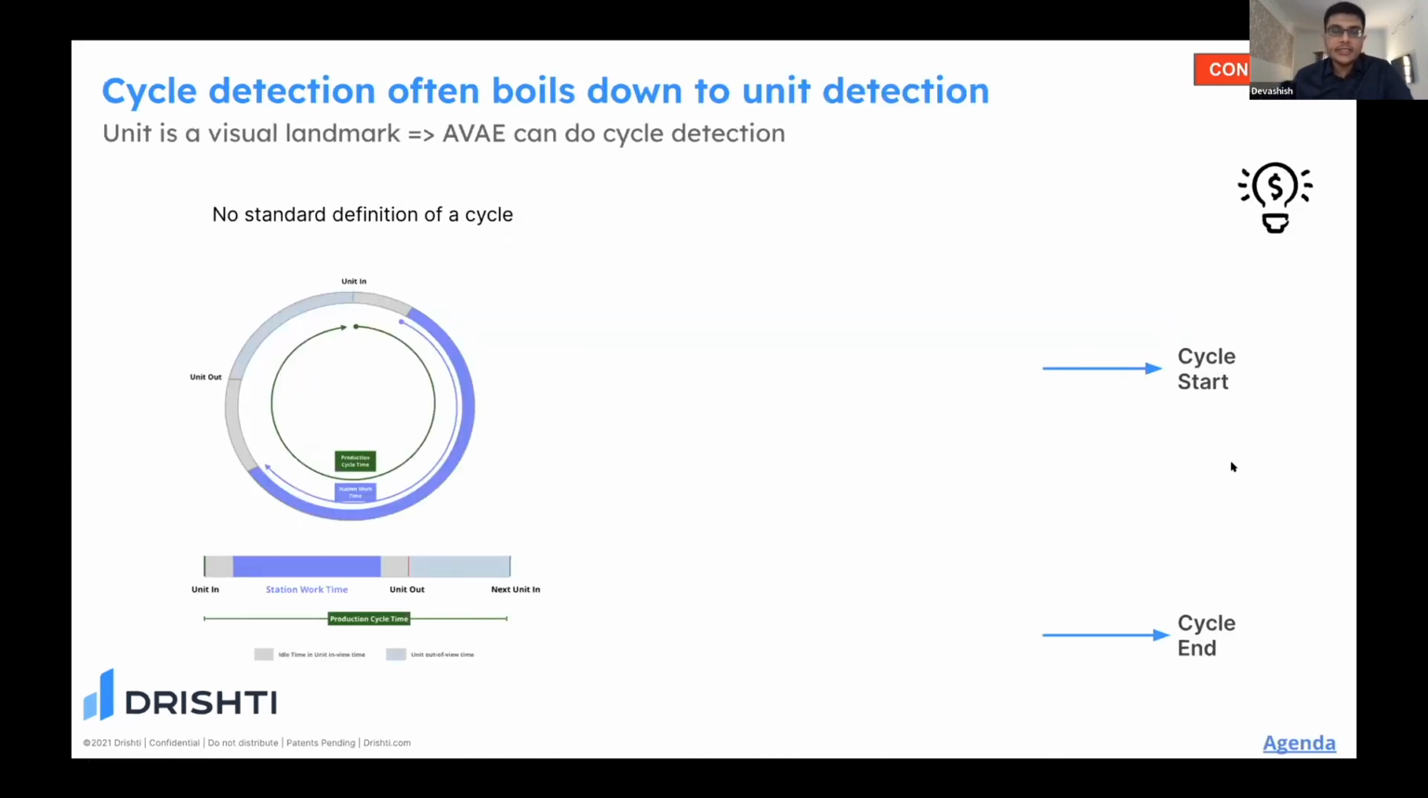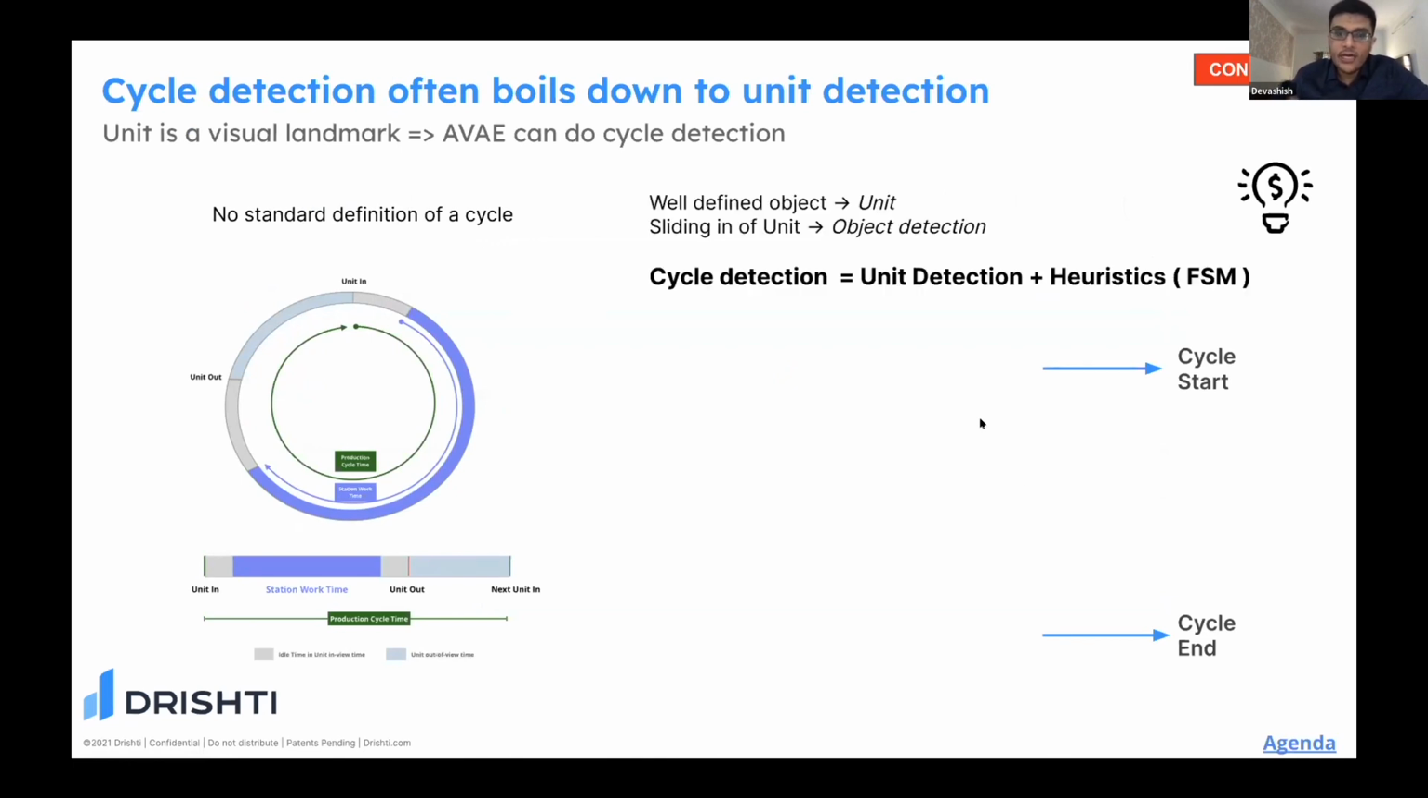Okay, so let me talk about cycle detection. Basically, cycle detection can be simplified to unit detection. As I said, unit comes in, cycle starts, unit goes out, cycle ends. And you can actually solve this using standard object detection techniques. So you have a well-defined object, which is the unit.